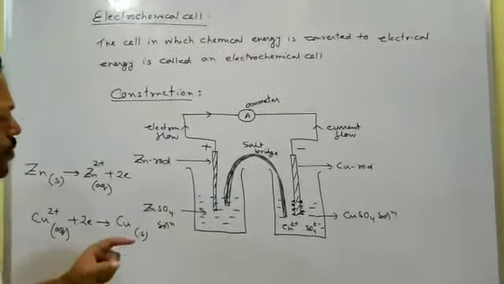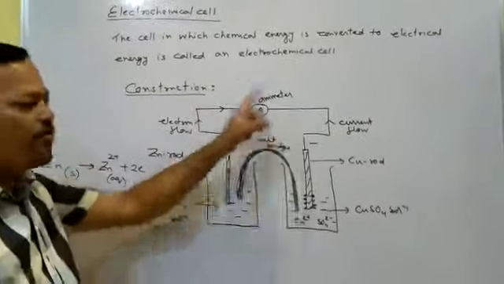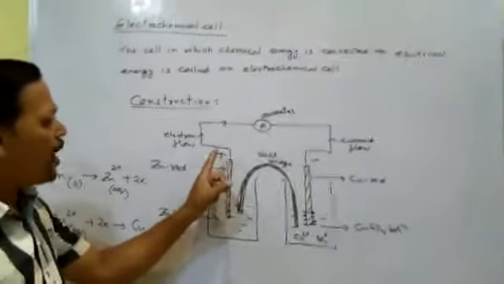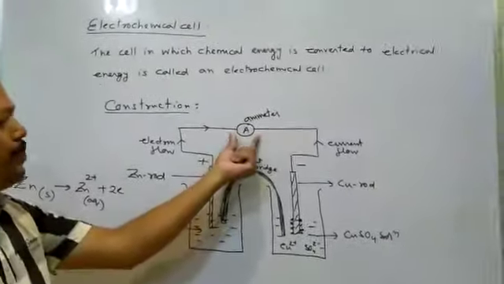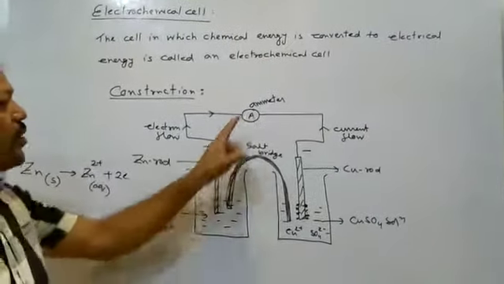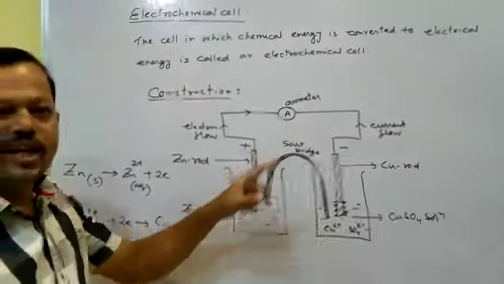So due to this transfer of electrons from the anode to the cathode, the ammeter will show deflection, which indicates the production of electricity.